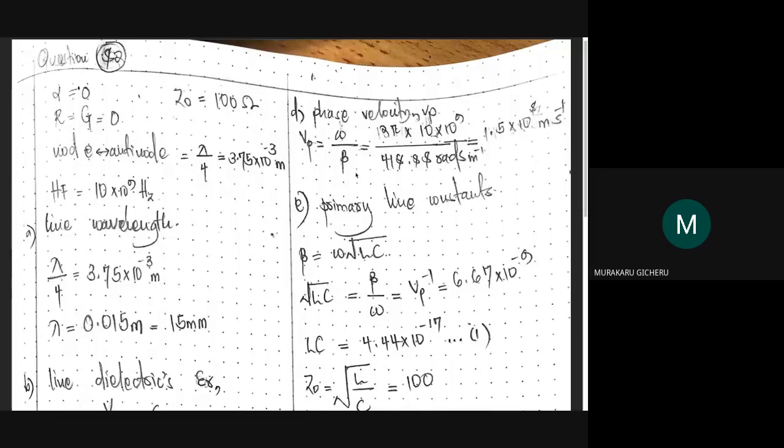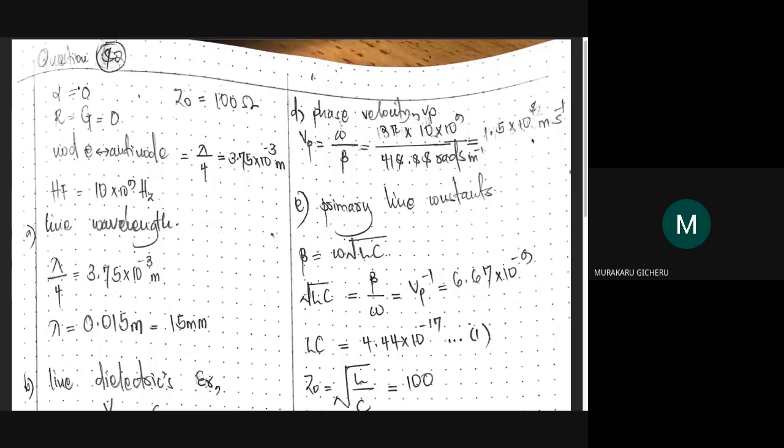For the phase velocity, I think this was also covered yesterday. We'll get omega, which is 2 pi f, so 2 pi times 10 gigahertz, divided by the amount of radians per meter that we just got, which will give you 1.5 times 10 to the power. Good until there? Yes. Okay, good.